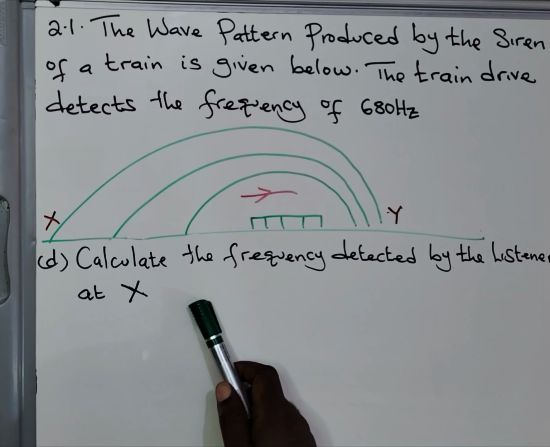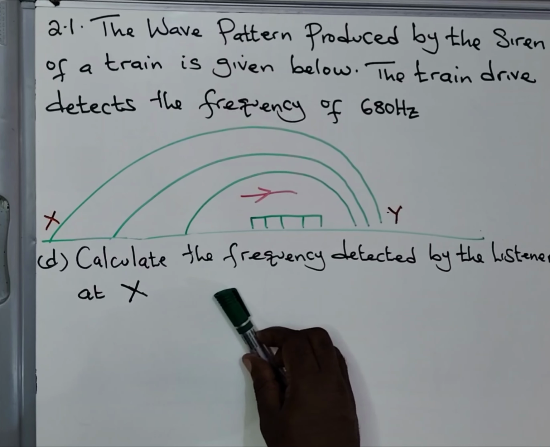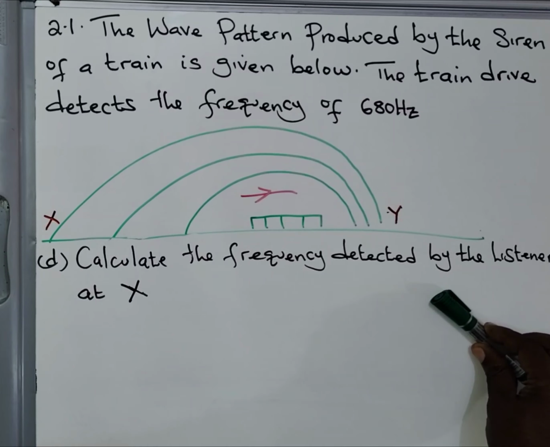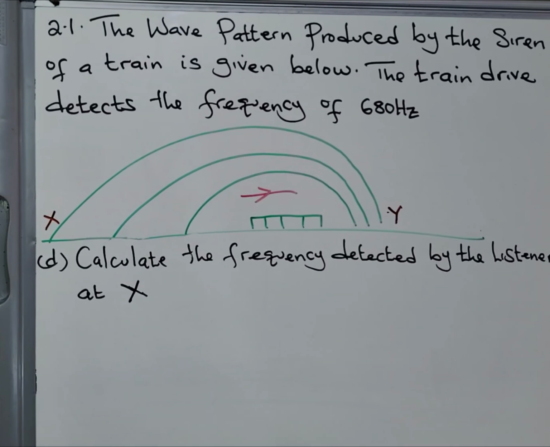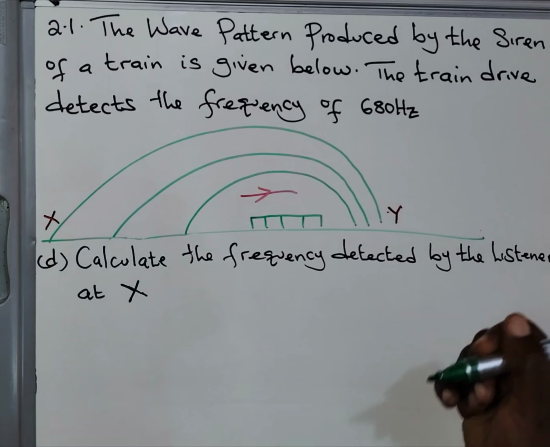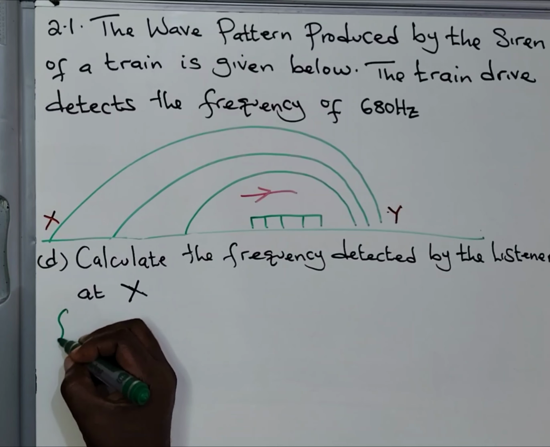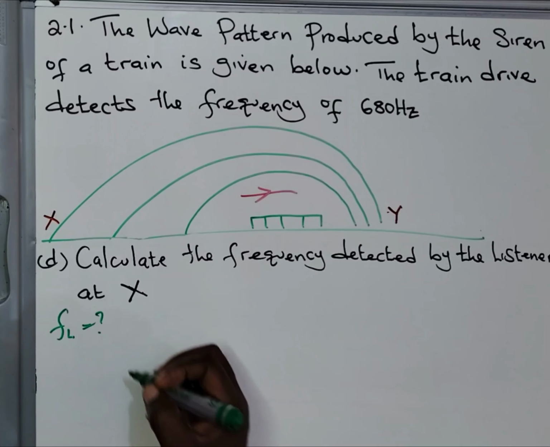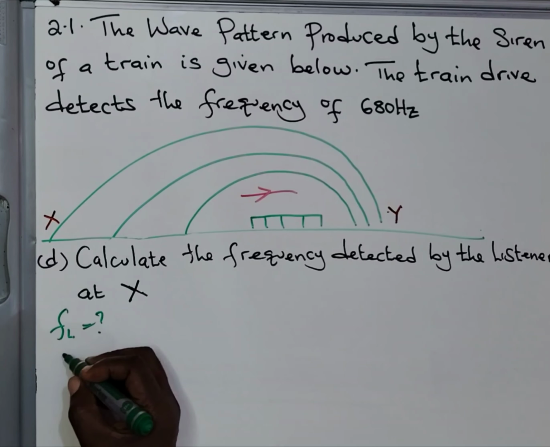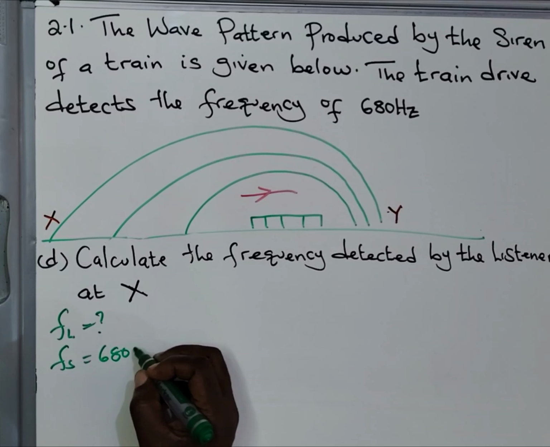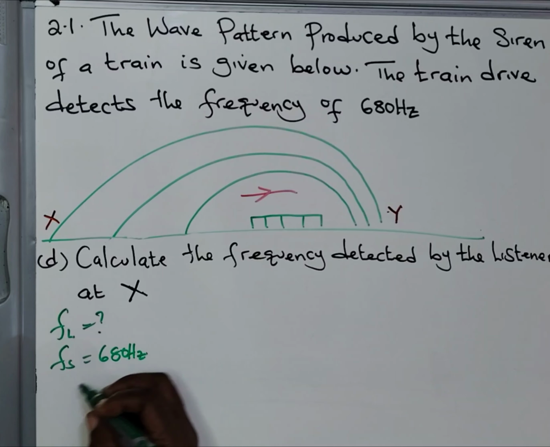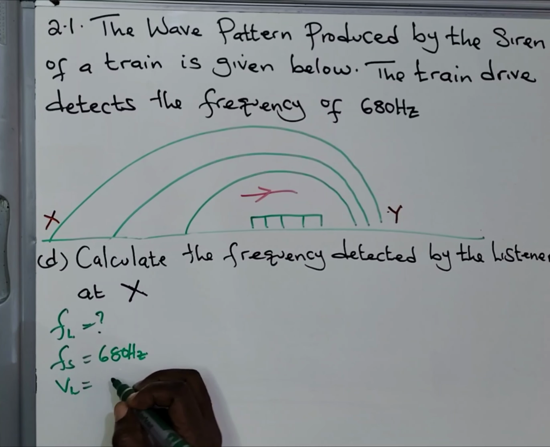So we come to this question. It says calculate the frequency detected by the listener at X. The listener here, what frequency will that listener detect? So what do we have here? We are looking for FL at X. We don't know it, but we know something. We know the frequency of the source, which is 680 Hz. We know the velocity of the listener. The listener is stationary, so it's 0.